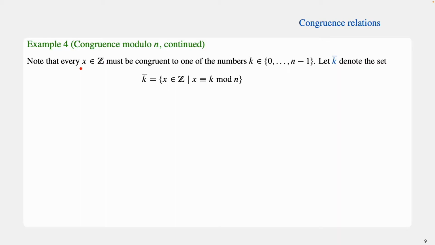Now, clearly every integer must be congruent to one of the numbers k between 0 and n-1, and we let k bar, so we write this remainder with a bar over it, denote the set of all integers x that have the same remainder k modulo n. Okay, so k bar is the set which contains all the integers that on division by n leave the remainder k.